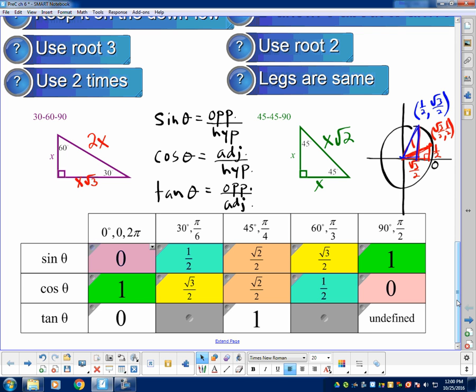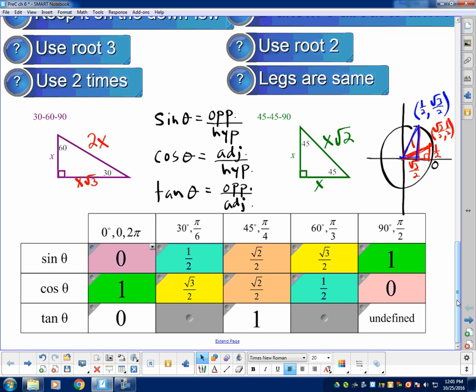Now, what about here? 1/2 over root 3 over 2. Let's do the arithmetic over here. So 1/2 divided by root 3 over 2 is the same as taking the bottom and multiplying it by the reciprocal. So 1/2 times 2 over root 3 gives me 1 over root 3.